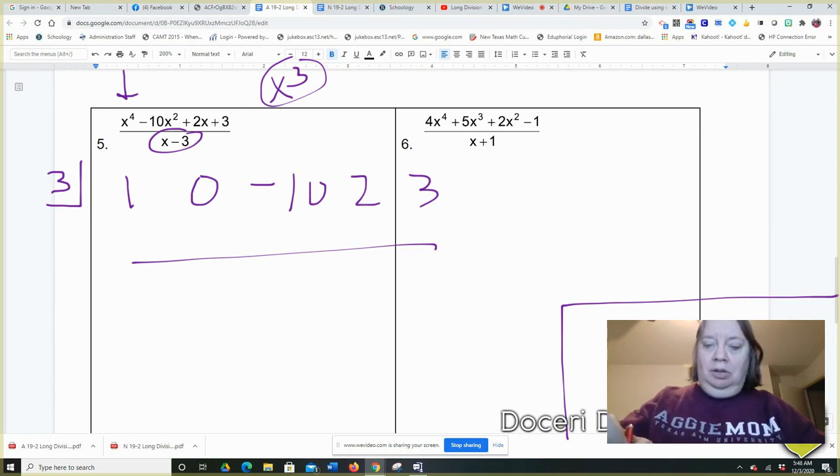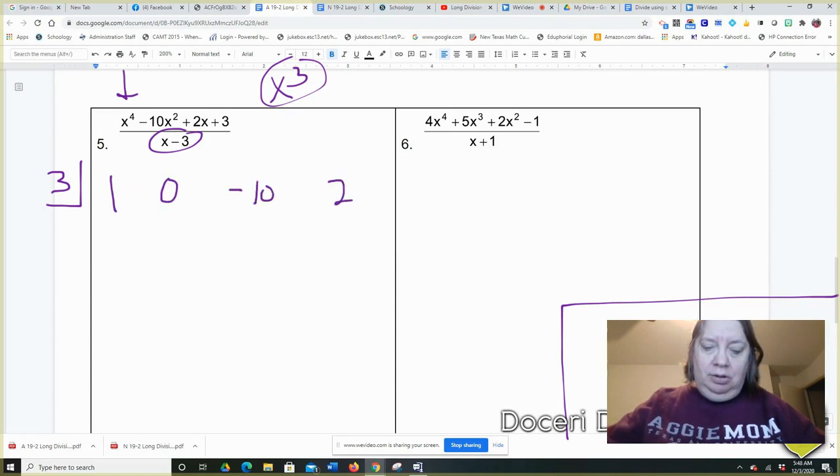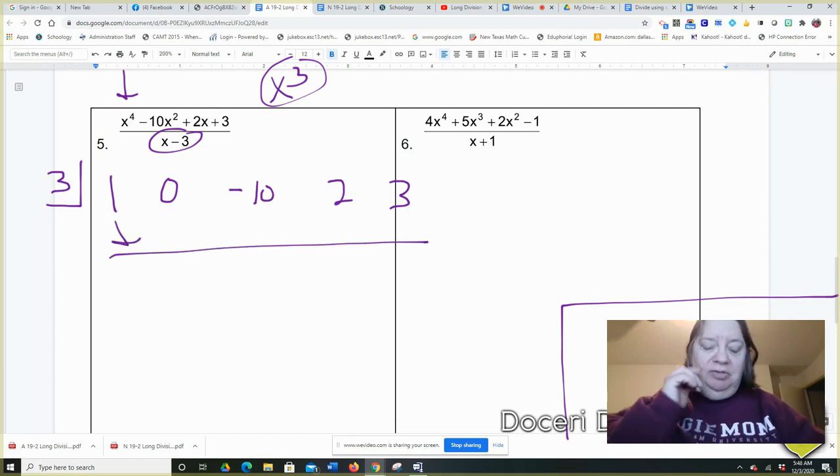Now, I'm going to write those a little better because I got them kind of close together. 1, 0, negative 10, 2, 3. X to the 4th, x to the 3rd, x squared, x, and no x. What do I do with this first guy? Bring him straight down. Don't change his sign. Don't do nothing.